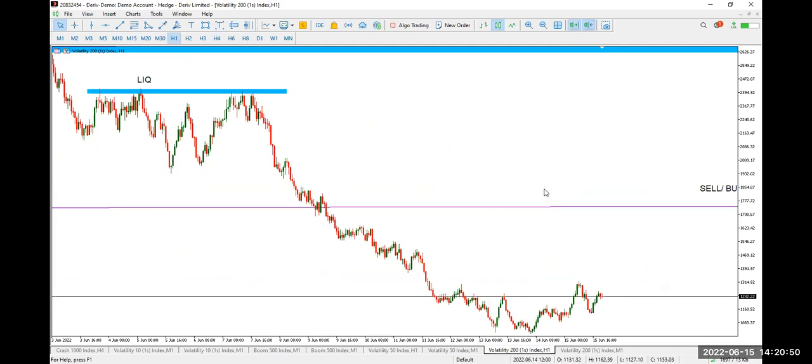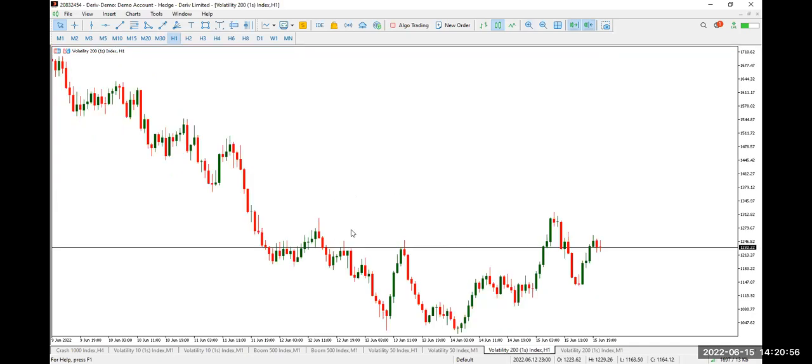Now we are coming to 1 hour. What is 1 hour doing? We can't see structure again in 4 hours. Structure in 4 hours has finished. So we come to 1 hour. So what is 1 hour doing now?